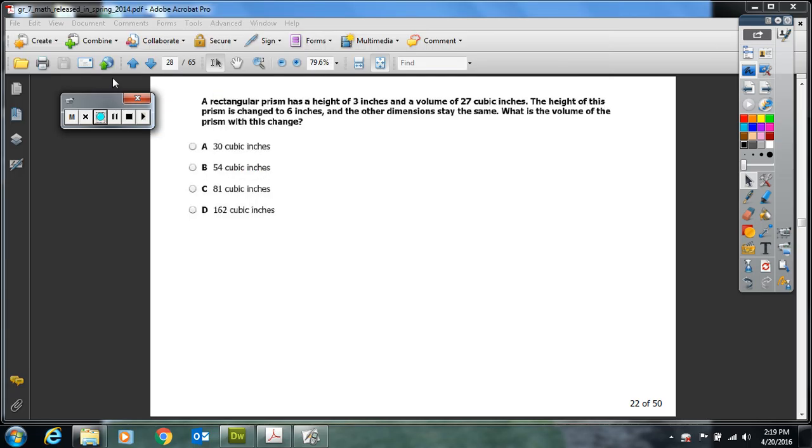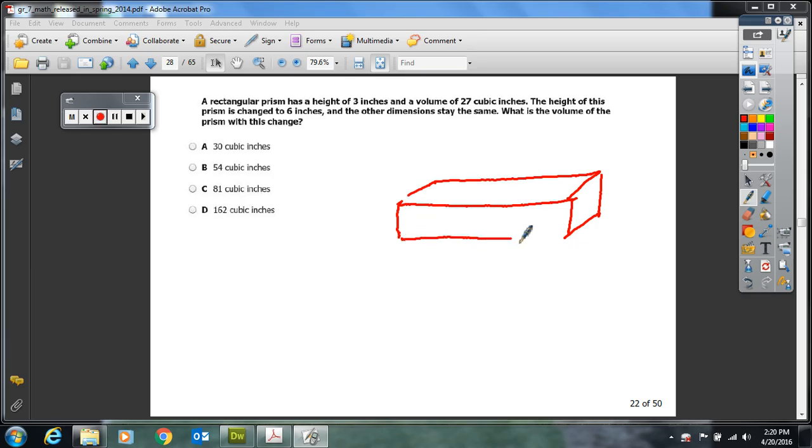All right, so question number 22 from the 2014 Math 7 SOL test says a rectangular prism has a height of 3 inches and a volume of 27 cubic inches. So let me go ahead and draw me a rectangular prism. So there's my beautiful prism, and it's got a height of 3 inches, and it says its volume is already known. The volume is 27 cubic inches.